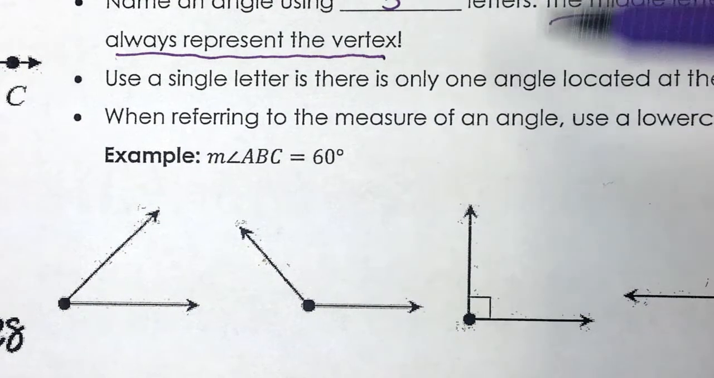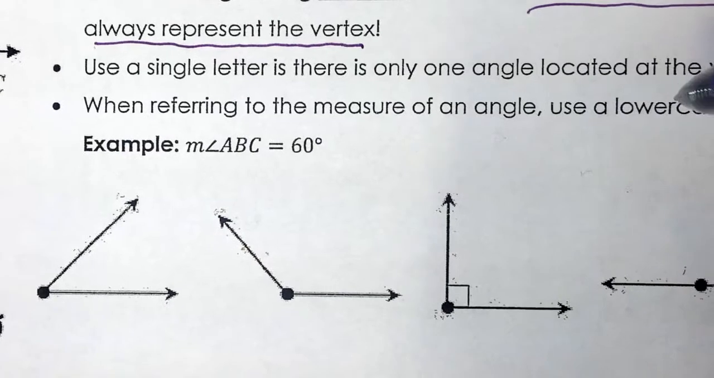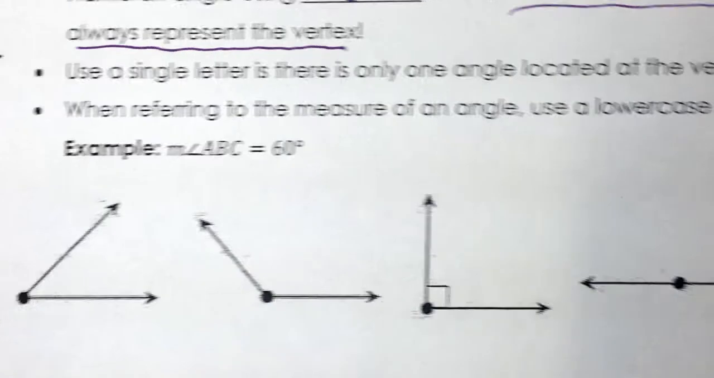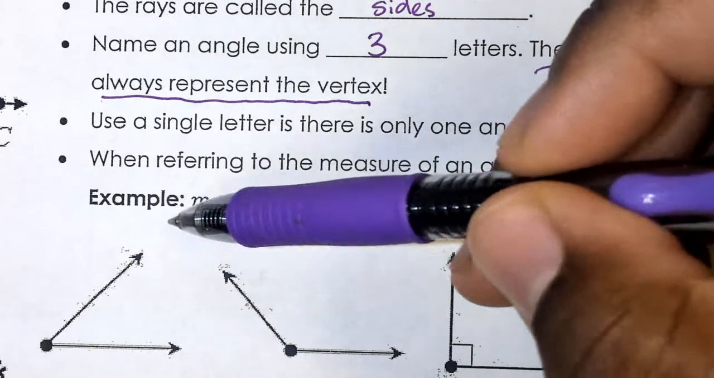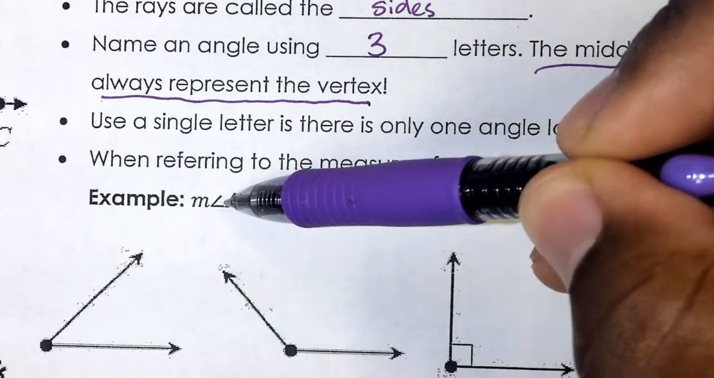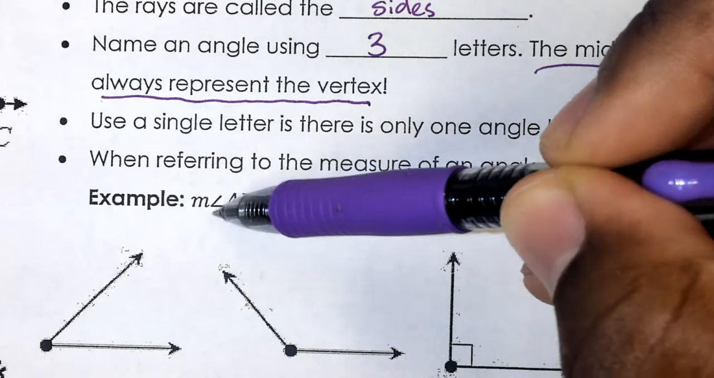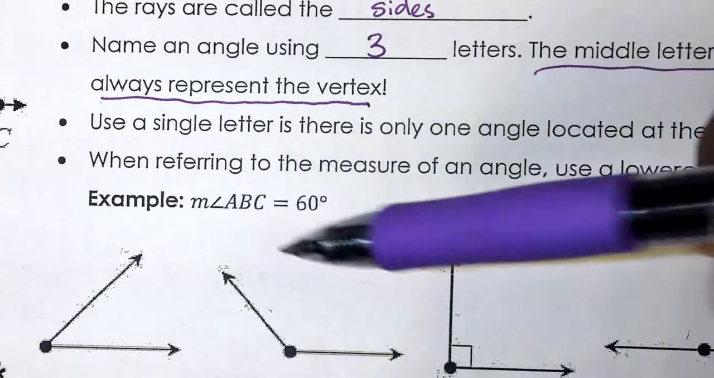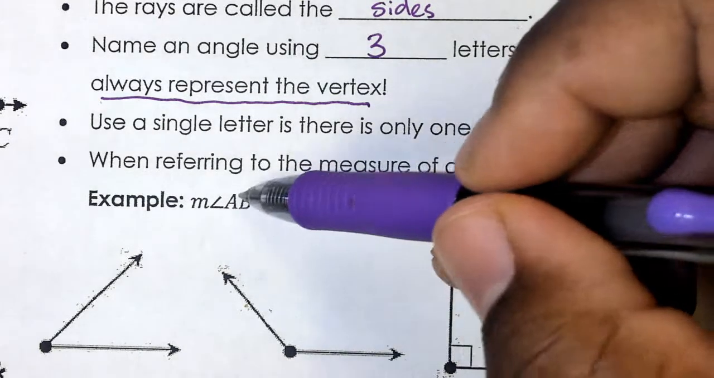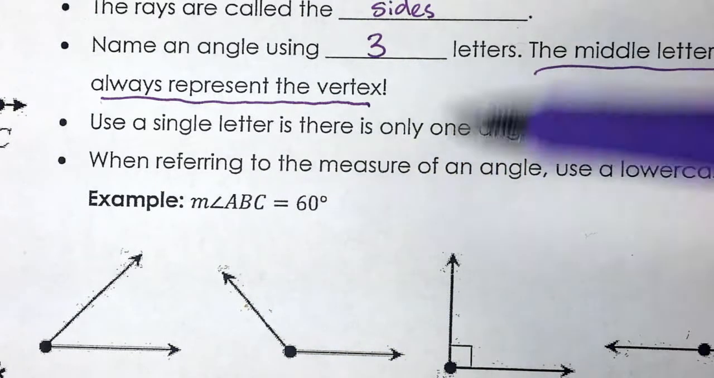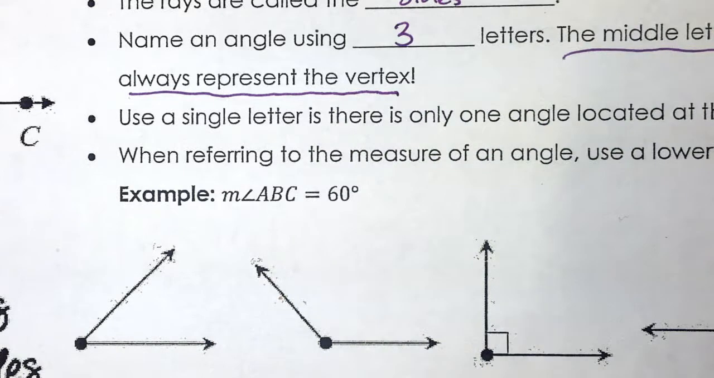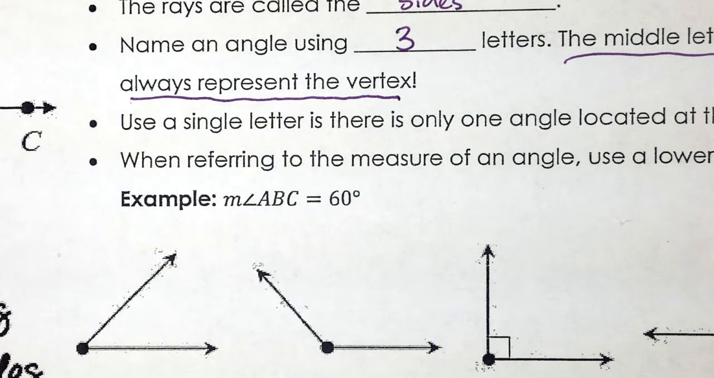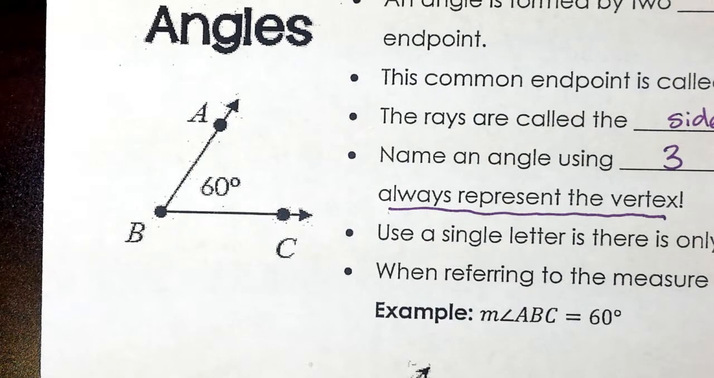When referring to the measure of an angle, use a lowercase m. That lowercase m means the measure of. An example right here reads, the measure of angle, this is the angle symbol, looks like a less than sign, just flat at the bottom, ABC is equal to 60 degrees. That is how that would read to you. The measure of angle ABC is equal to 60 degrees. And they're showing you that out here to the left.